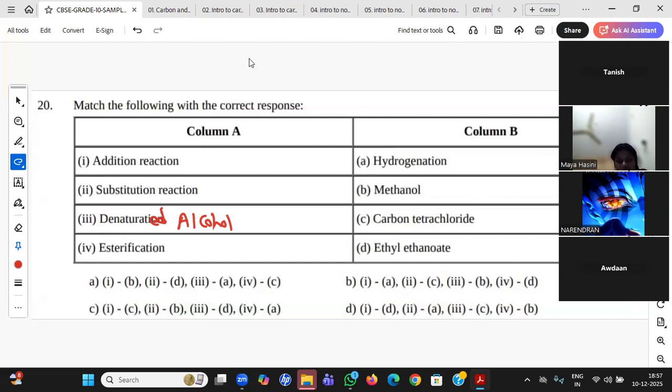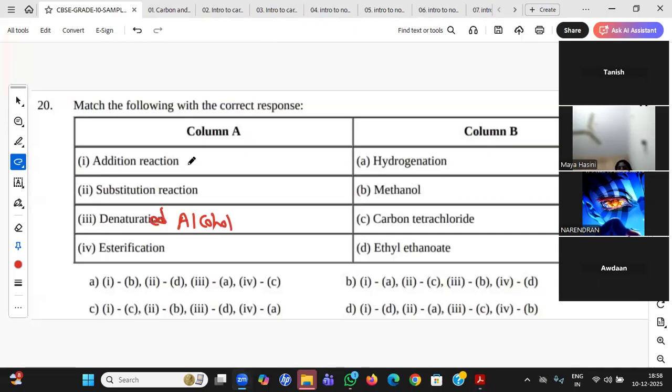Okay, very good. So who gave? Okay, Maya gave. Yes, right answer. Right answer, Maya. Tanish, right answer. Narendran, what is the final answer? B or C? Okay, right answer. Come on, Mega, Tanushri. Mega, right answer. Tanushri, superb student. Everybody has given the right answer.